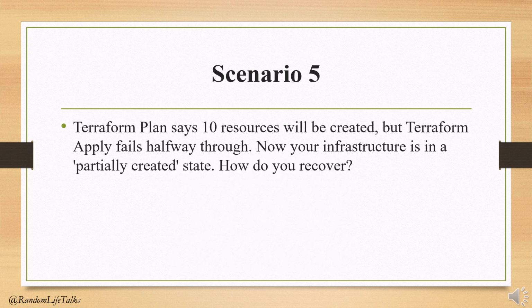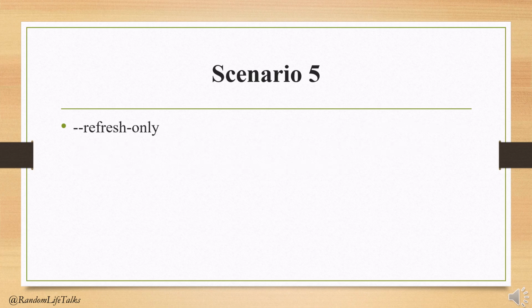Now, Terraform says 10 resources will be created, but terraform apply fails halfway through. Now your infrastructure is in a partially created state. How do you recover? This is where you talk about atomic transactions, or the lack of them, in cloud APIs. When an apply fails, Terraform saves the state of whatever did succeed. To fix this, you don't just keep hitting apply. You first check the state to see what's tainted.